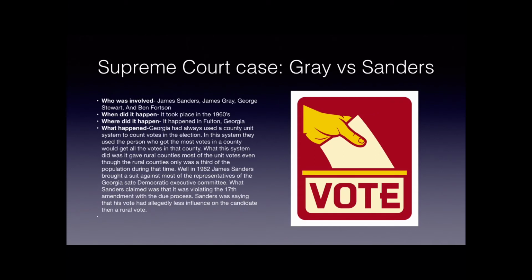In this system, the person who got the most votes in a county would get all the votes in that county. What this system did was give rural counties most of the unit votes, even though the rural counties were only a third of the population during that time.